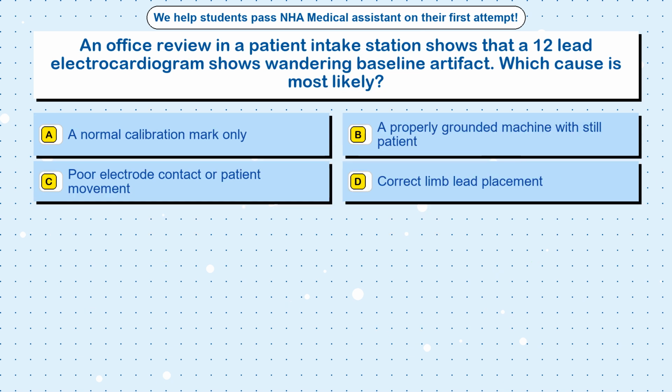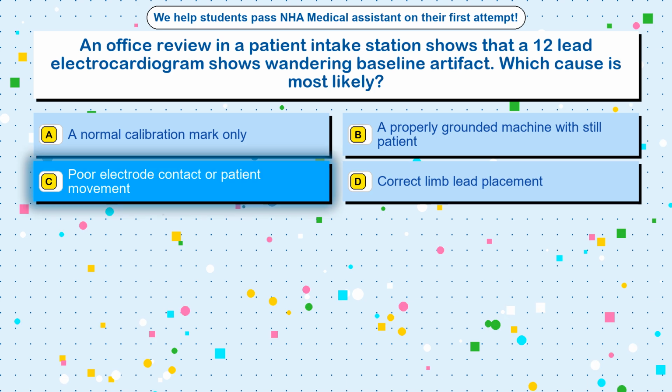Question 98. An office review in a patient intake station shows that a 12-lead electrocardiogram shows wandering baseline artifact. Which cause is most likely? Option A, a normal calibration mark only. Option B, a properly grounded machine with still patient. Option C, poor electrode contact or patient movement. Option D, correct limb lead placement.